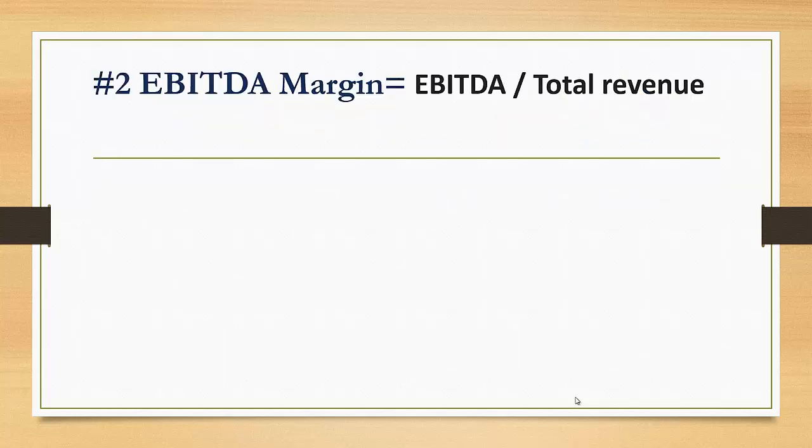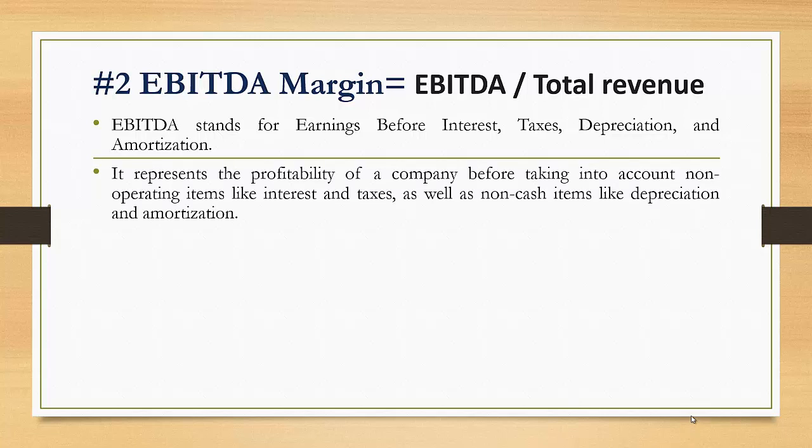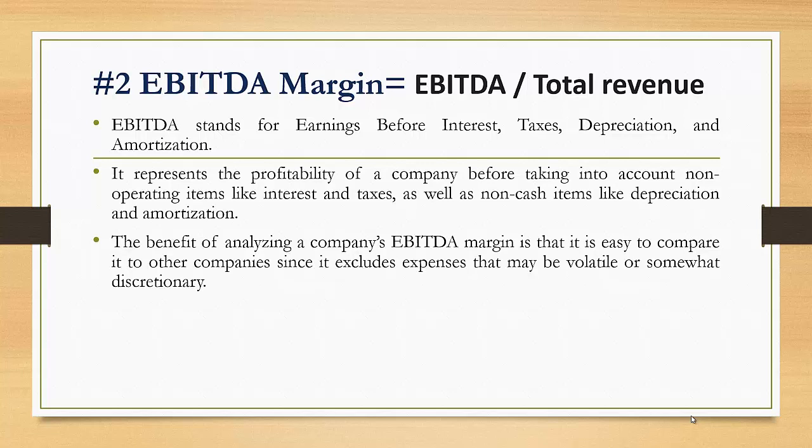The second ratio under the profitability category is EBITDA margin. So what does it stand for? EBITDA stands for earnings before interest, taxes, depreciation, and amortization. It represents the profitability of a company before taking into account non-operating items like interest and taxes, as well as non-cash items like depreciation and amortization. As its name suggests, we are considering earnings before interest, tax, depreciation, and amortization.